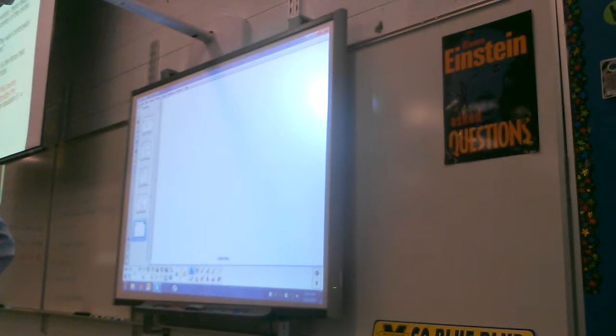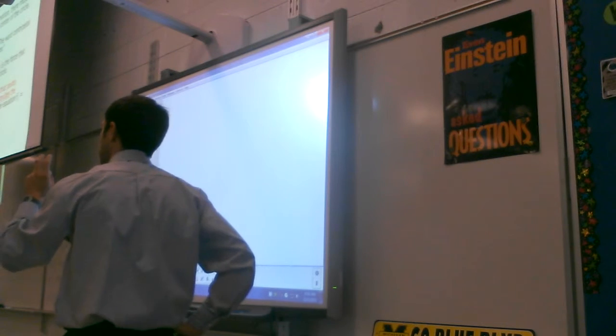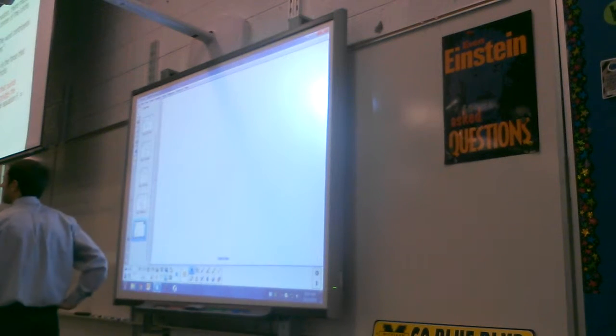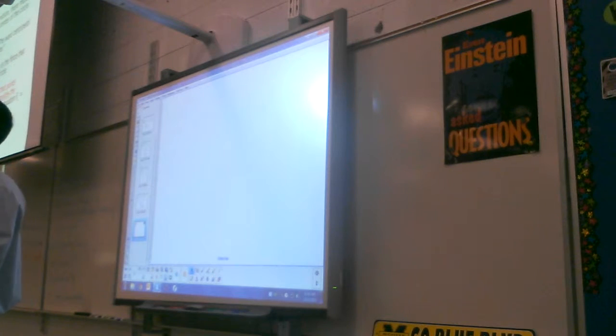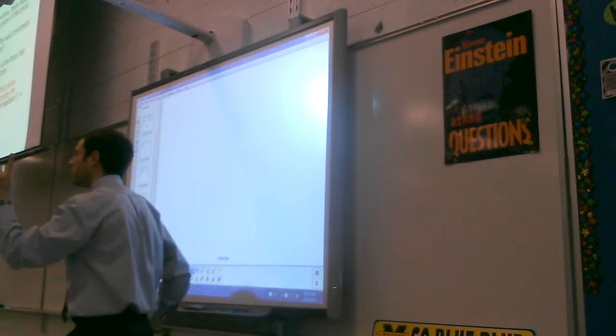The acceleration. I heard acceleration. The acceleration points towards the center of the circle. Force and acceleration always point in the same direction. The velocity, what direction does the velocity point? Perpendicular to the radius. It's tangent to the circle. It only meets it at one point.